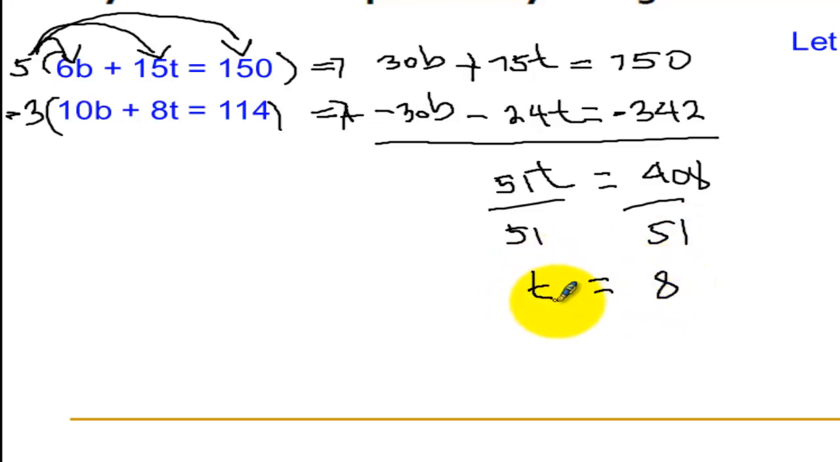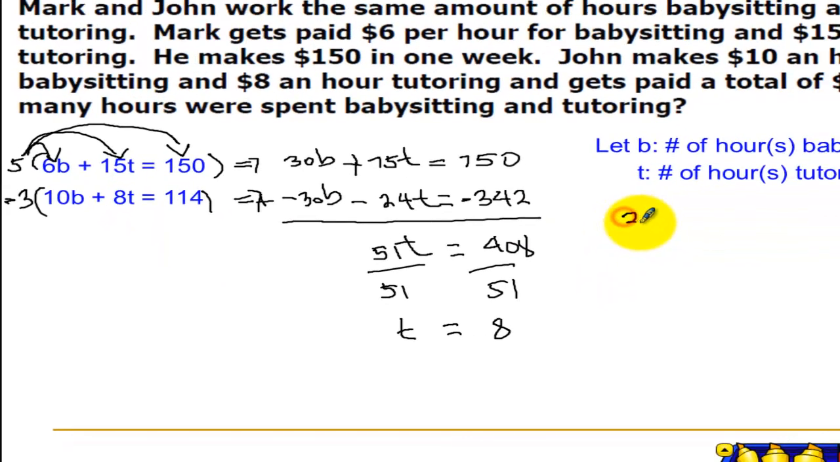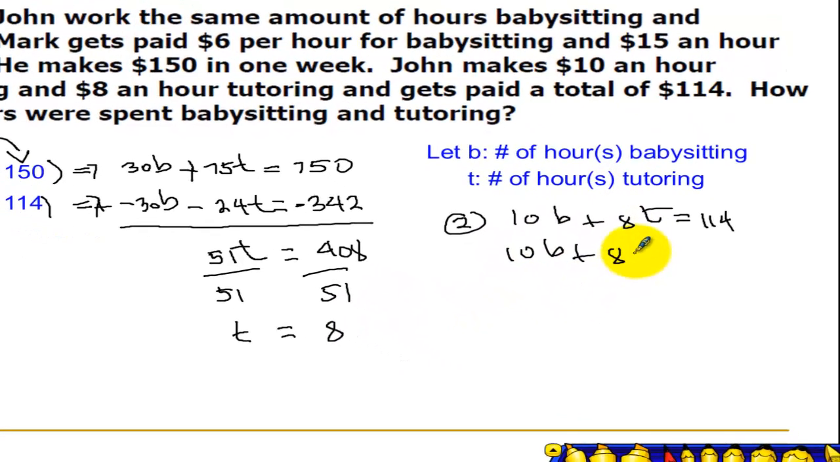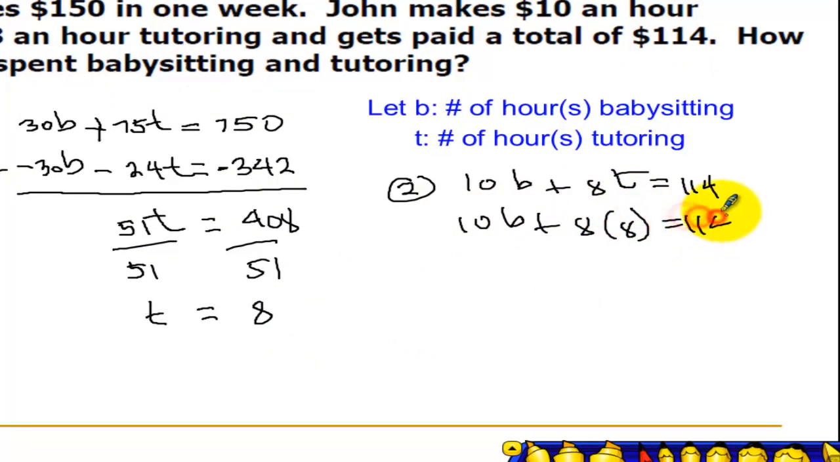Once we have the value of our t, we can either use the first equation or the second equation. Okay, let's use the second equation. So second equation, we have 10b plus 8t equals 114. Replace our t by 8. Solving for b, we are going to get 10b plus 64 equals 114. Subtract 64 from both sides.